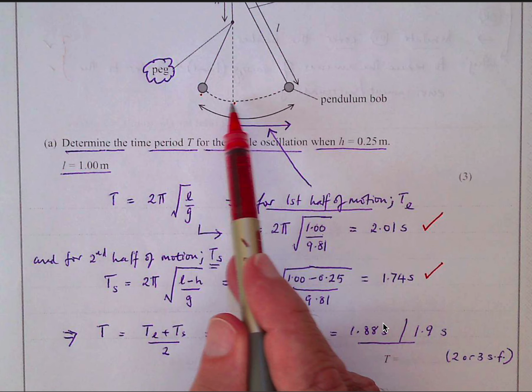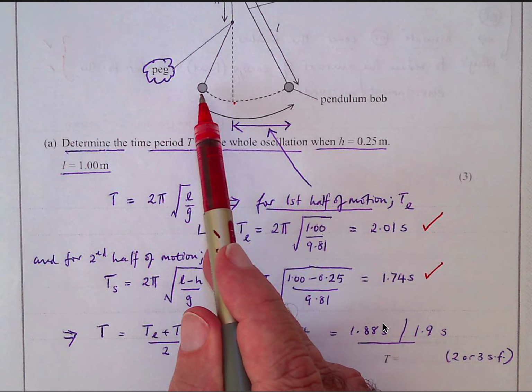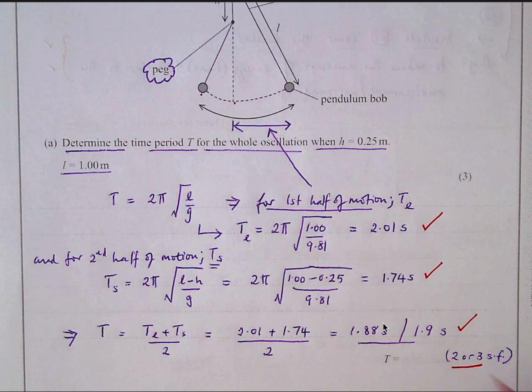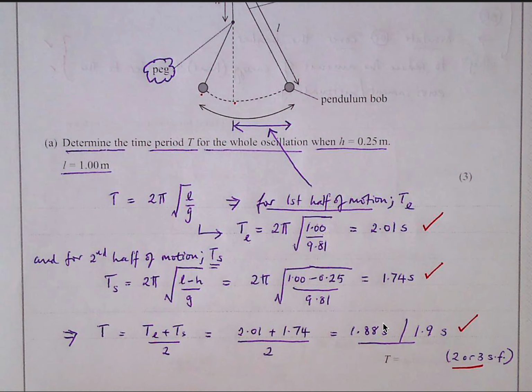And then for the whole period, obviously it's only going along each part for half the full oscillation. It's going to go there, there, there, and back again. So each part contributes half of its period. It'll be 2.01 divided by 2, and the same with the second half, 1.74 divided by 2, which gives you 1.88 seconds. You can either use 2 or 3 significant figures, I would suggest, and that's how you get your 3 marks.